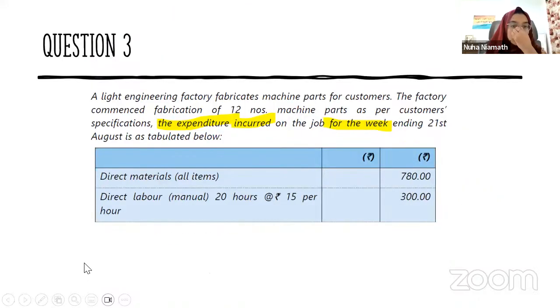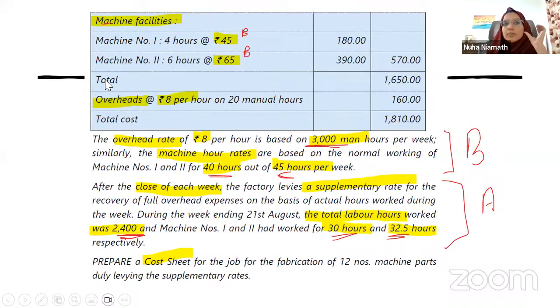Okay, so let's try to understand what is the information given in the question. So first you can see that this is the expenditure incurred on the job for the week. So this is exactly what has been incurred. Actual expenses. Direct materials of 780 rupees has been used and direct labor has been incurred for 300 hours. When you come to the second part, there is something called machine facilities and overheads, which is absorbed into the good units. So please remember, whenever absorption takes place, the predetermined rate is always calculated on the budgeted hours, correct? And then we multiply that rate with the actual hours that have been used.